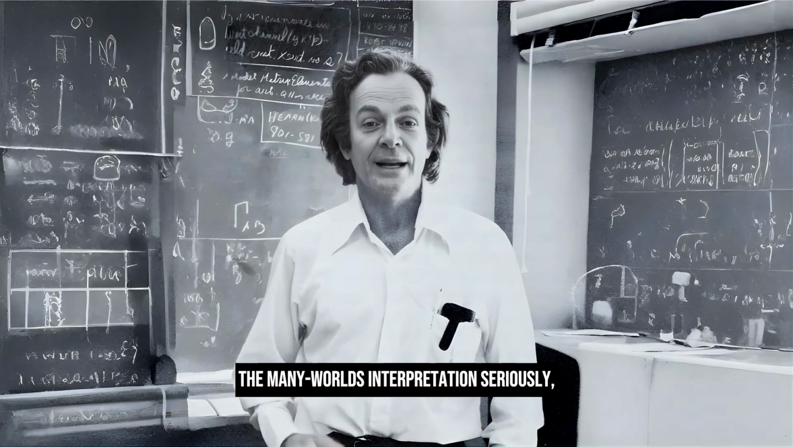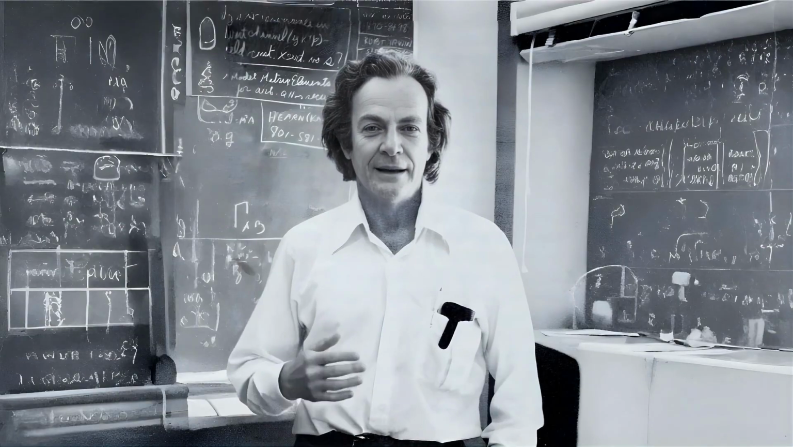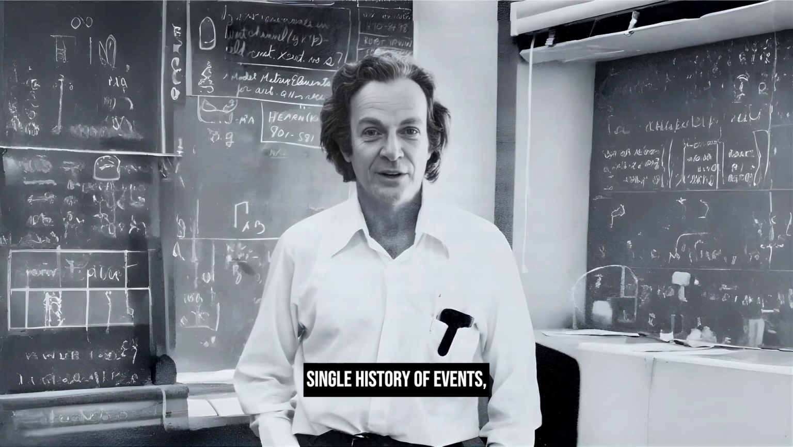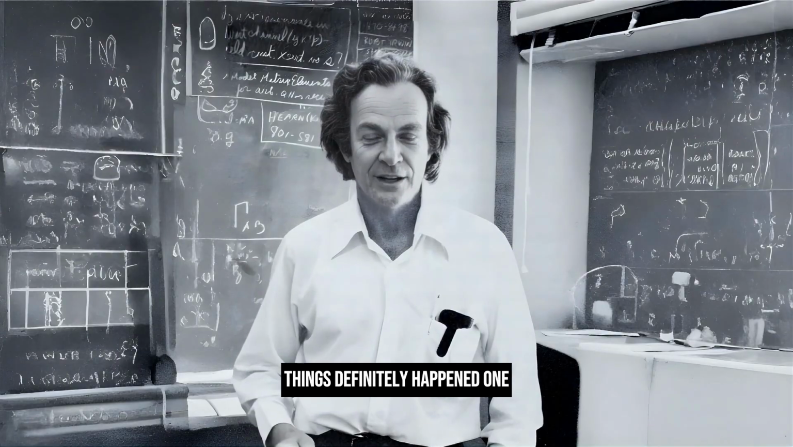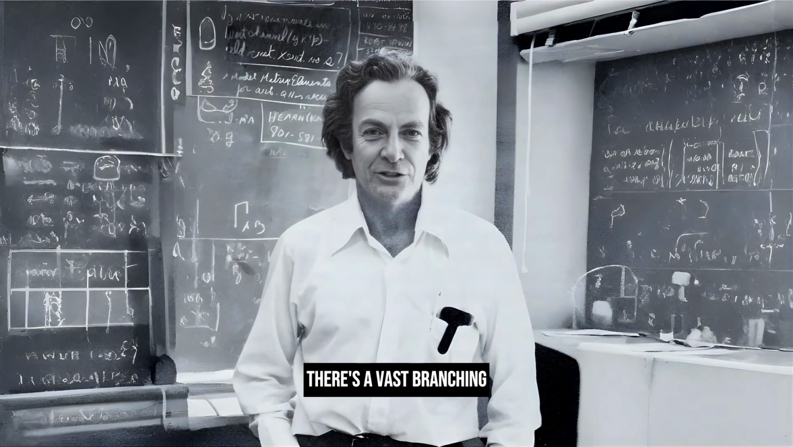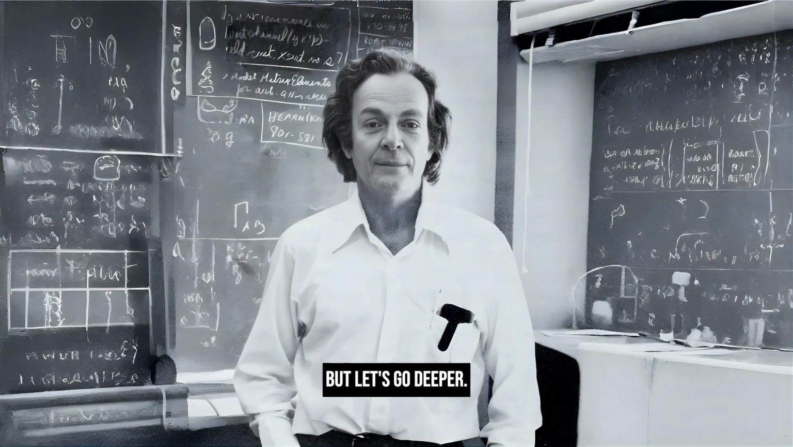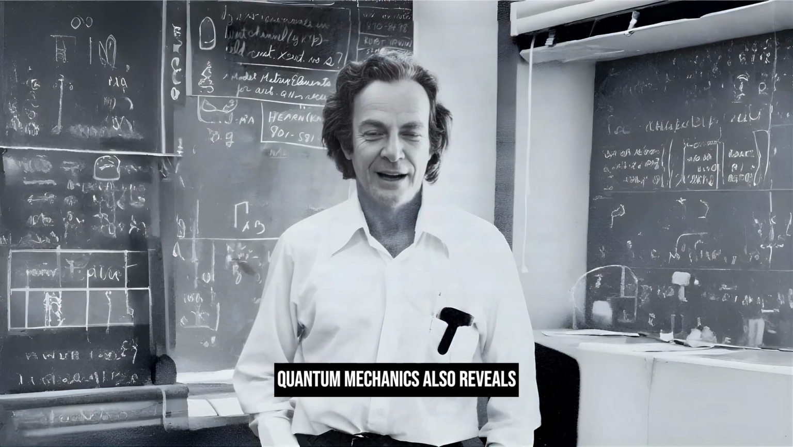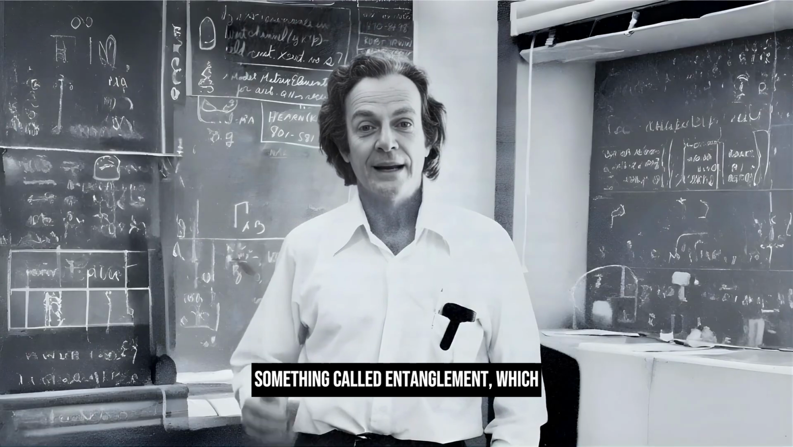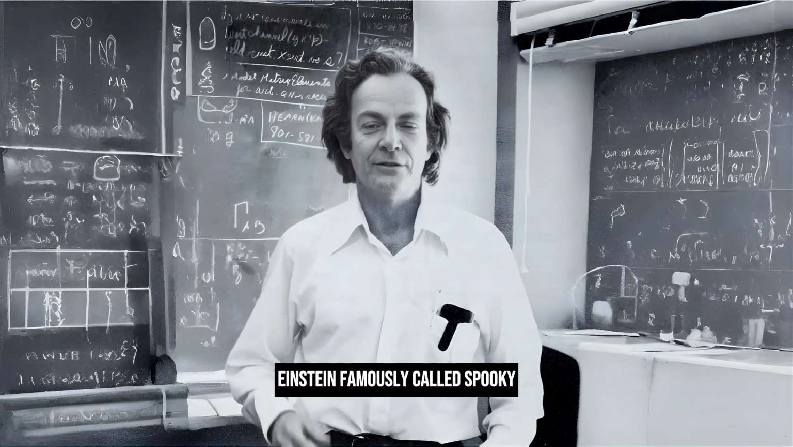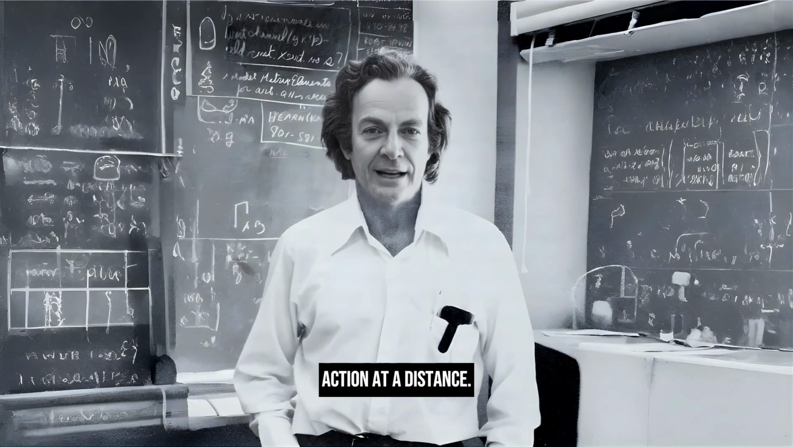And if you take the many worlds interpretation seriously, it means there's no single history of events, no unique timeline where things definitely happened one way. There's a vast branching structure where all quantum possibilities are realized somewhere. But let's go deeper. Quantum mechanics also reveals something called entanglement, which Einstein famously called spooky action at a distance.